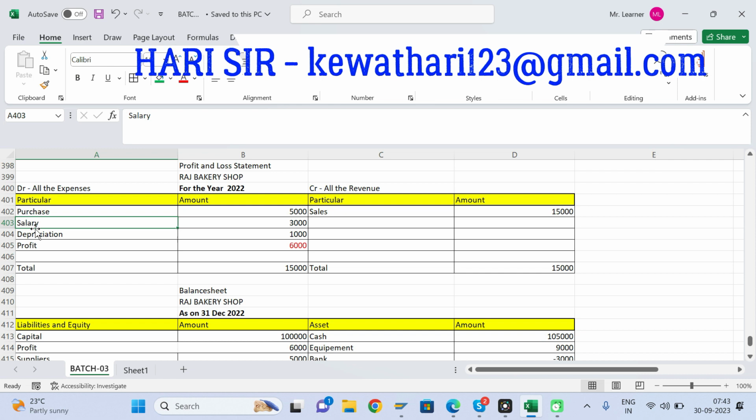Now another very important point why I have taken this one is that, let's say Raj Bakery up to 2022 was running in the Tally system. Now from 1st of January 2023, Raj Bakeries have decided to implement SAP.